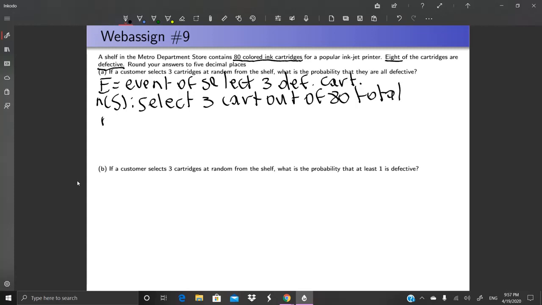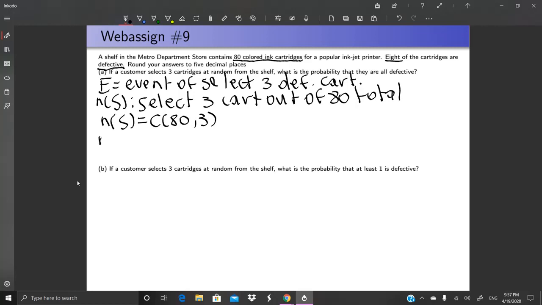Well, this goes back again to chapter 6. Assuming the order doesn't matter here, we're just choosing any 3 out of 80. That means we want to use combinations, 80 choose 3, or 80 nCr 3 in your calculator. So that will be the denominator of our fraction for the probability.